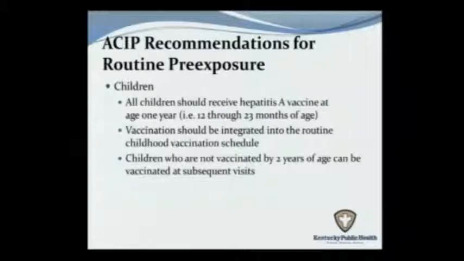And so, the recommendations for routine pre-exposure. For children, all children should receive Hep A vaccine at age 1 year, and the vaccination should be integrated into the routine childhood vaccination schedule. Children who are not vaccinated by 2 years of age can get vaccinated at subsequent visits.